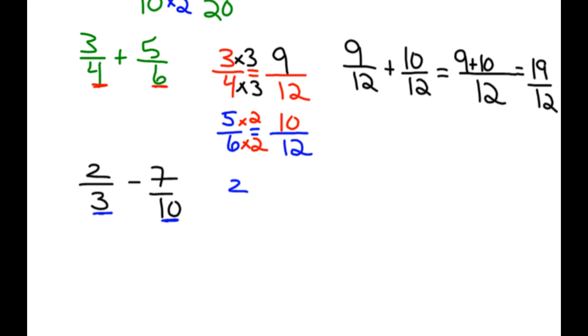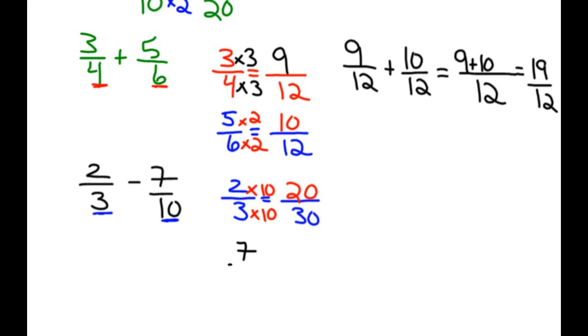So I'm going to take my 2 over 3 and create an equivalent fraction that has 30 as its denominator, which means I need to multiply by 10 in the denominator. So I will also multiply by 10 in the numerator. And I've created the fraction 20 over 30.